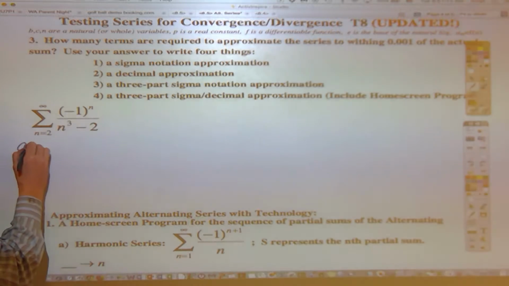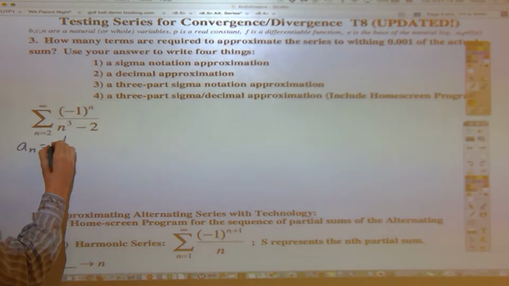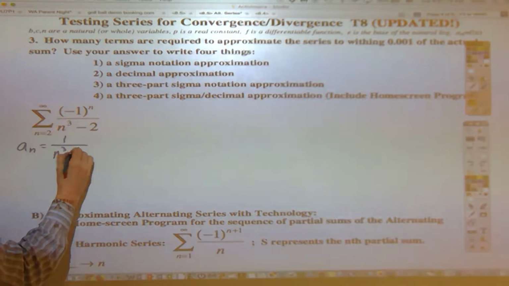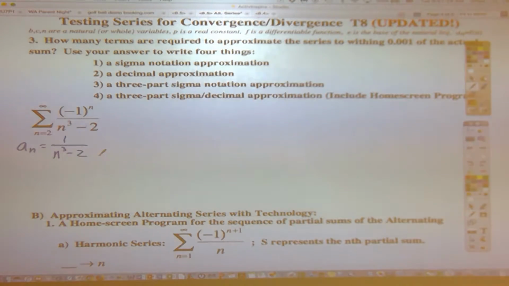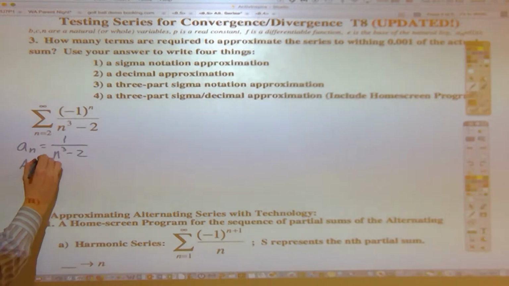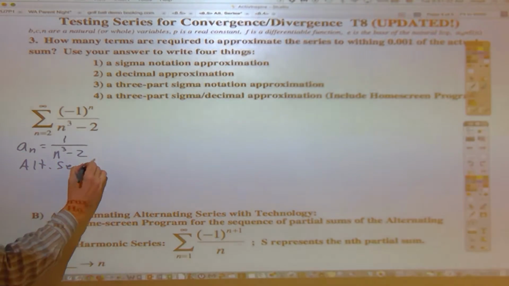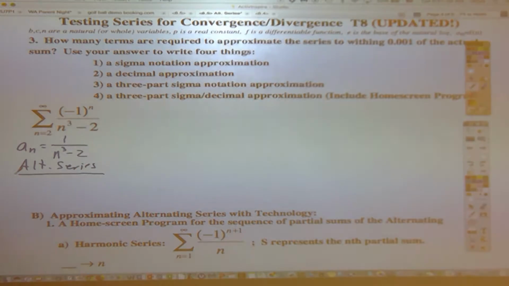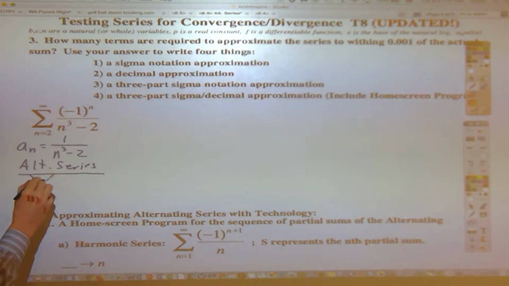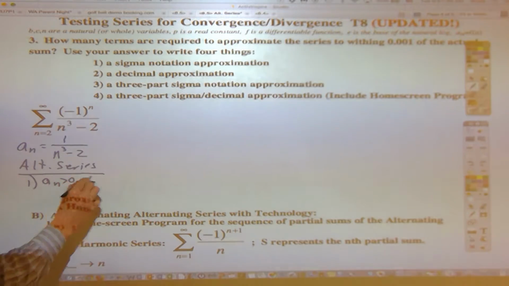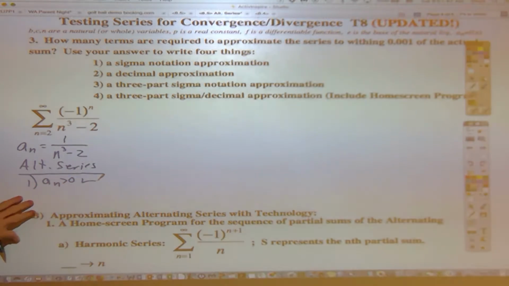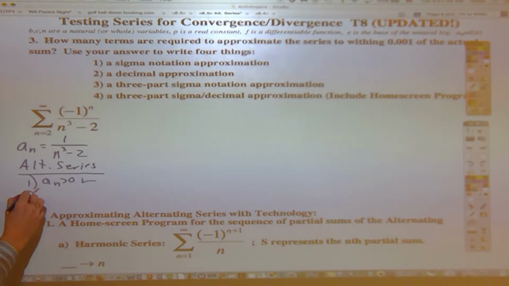You would say a sub n equals 1 over n cubed minus 2. Notice a sub n does not include the alternating factor. All we look at is the part that's not alternating. And then we write alternating series and underline it to indicate we're going to run the alternating series test. Step 1, a sub n is greater than 0. Check. For all n values 2 on up, that's true.